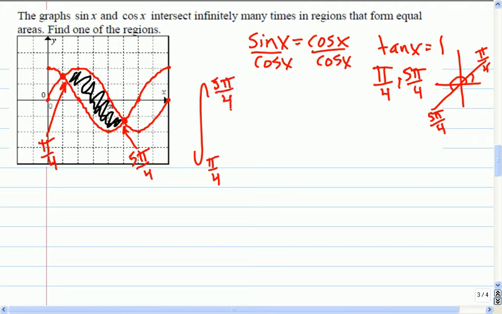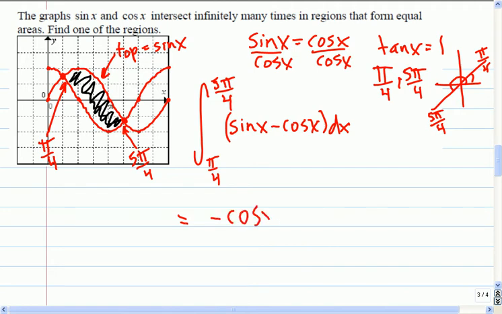And it's top minus bottom. So which curve is the top? Sine. Yeah, sine x is the top curve here. So it's going to be sine x minus cos x that I integrate. So we can do that. Sine x is going to be negative cos, and cos x is going to be sine. And I'm going to evaluate this at pi over 4 and 5 pi over 4.